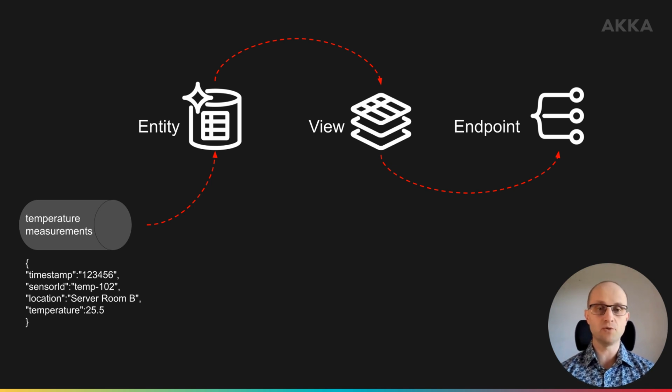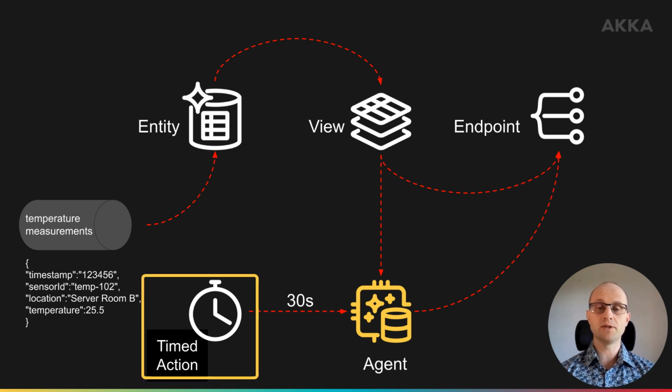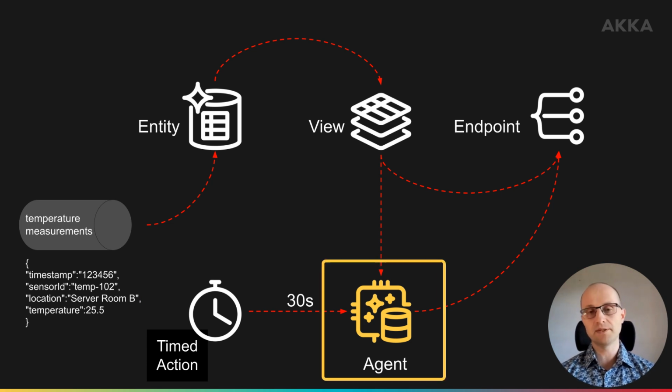Now, just displaying raw aggregates isn't that exciting. So let's bring in some intelligence. We will use an LLM to generate a text summary of temperature trends across all locations based on the last 3 time windows. To achieve this, we have to introduce 2 new components: a timed action that will trigger an agent execution every 30 seconds, and the agent component itself, the star of the show. It abstracts LLM interaction through a consistent and powerful effect API, which I will show you in a minute.